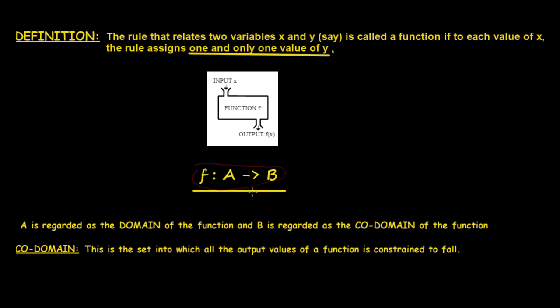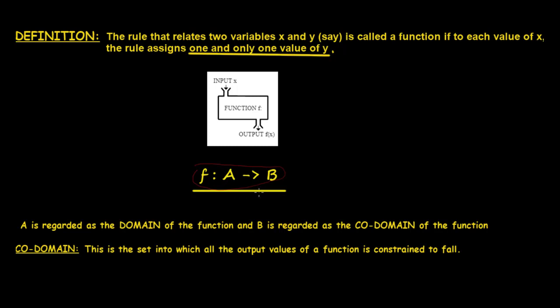Now the codomain is the set into which all the output values of a function are constrained to fall. To understand better, the codomain just tells you what kind of objects the function produces without having specific knowledge of the range. Remember that we said that the range is the set of output values. So the codomain just tells you what the output should look like, or what it should fall inside, without having specific knowledge of what the range is. By understanding this, let's look at some examples of finding the range and identifying if that is a function or not.